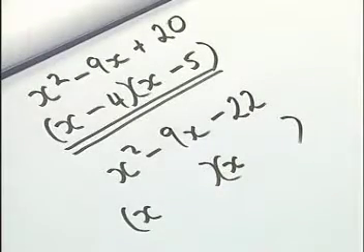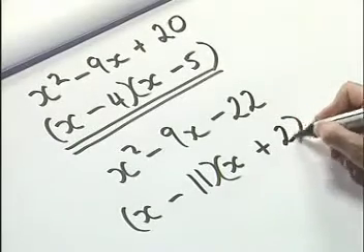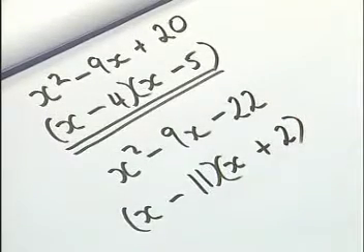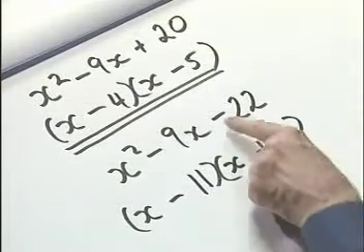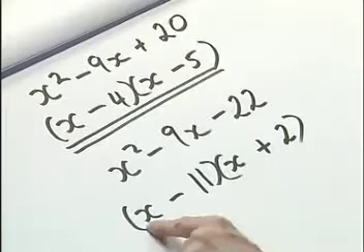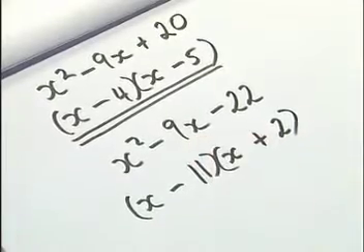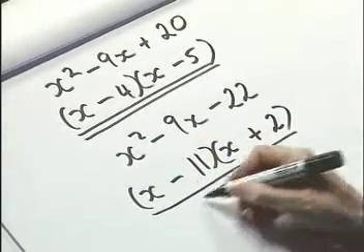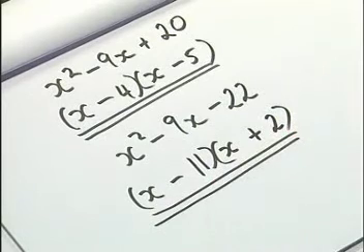But at the end of the day, I need minus 9x, and that suggests that perhaps we've got to have the bigger of 11 and 2 as being negative, and the smaller one as being positive. Let's just check. Minus 11 times plus 2 gives me minus 22, and then I have minus 11x and 2x, which gives me minus 9x. So again, we've done that one by inspection. Again, you don't have to do it by inspection. You can use the previous method.